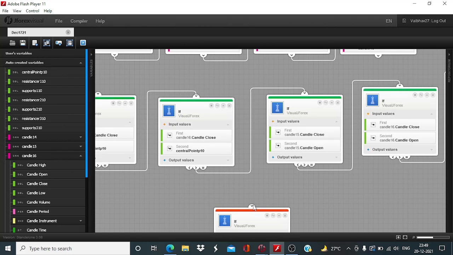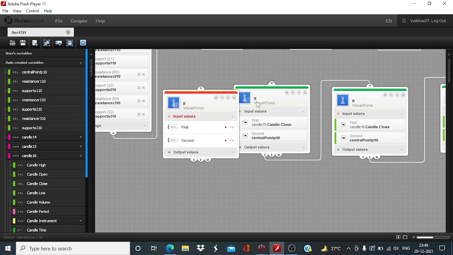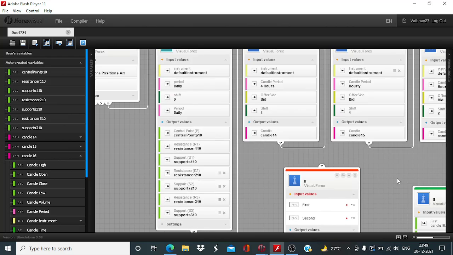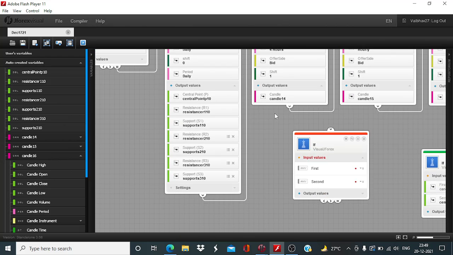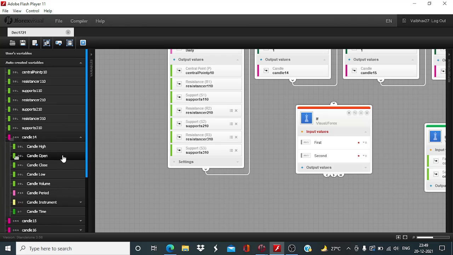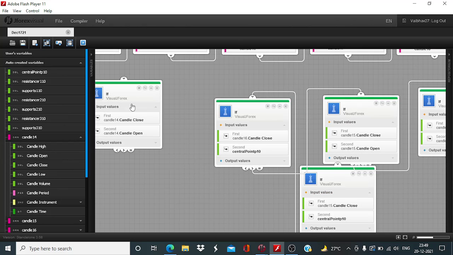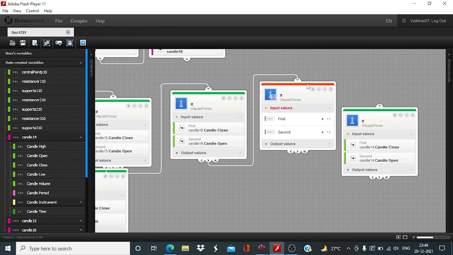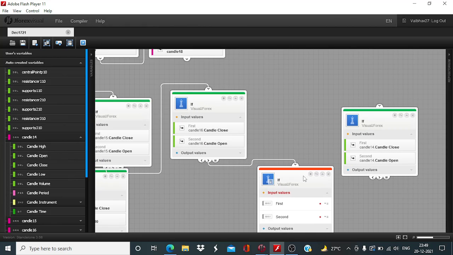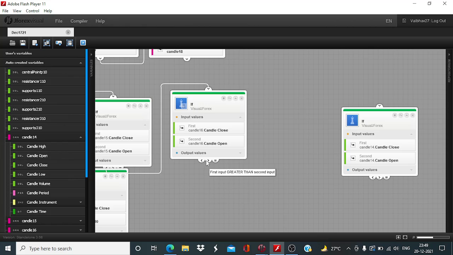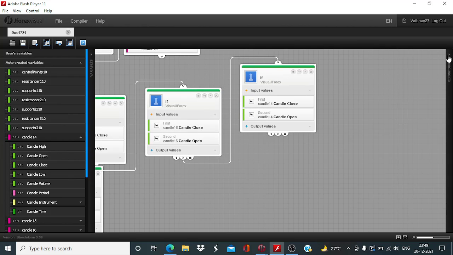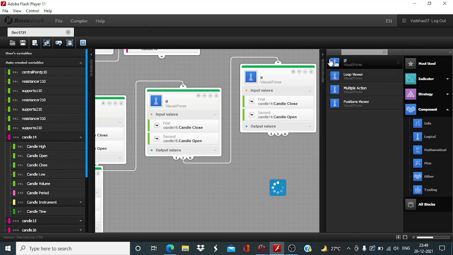Afterwards we consider the price formation of the 4-hourly candle. There we will need candle 14 candle close to be greater than the candle 14 candle open. Okay, and after this we bring in the if block again.